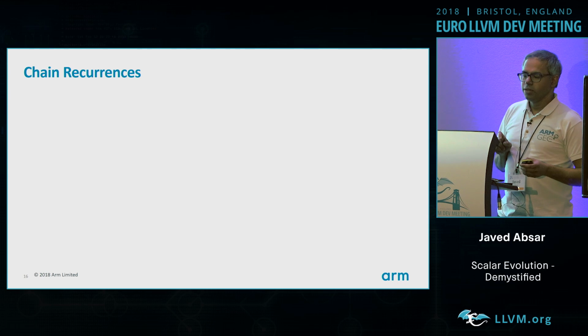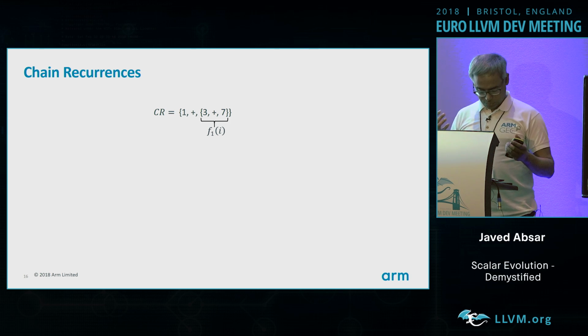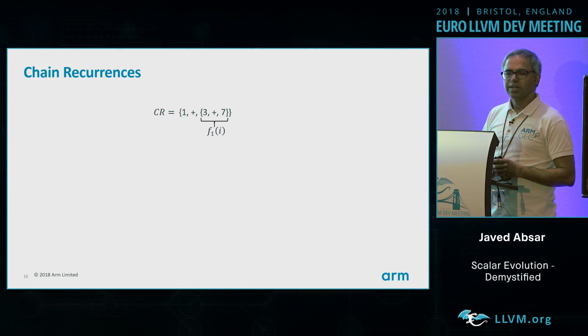Okay, so we understand what a basic recurrence is. What is a chain of recurrences? Well, it's actually more of the same. So if we understand basic recurrence, chain of recurrences is not that complicated.